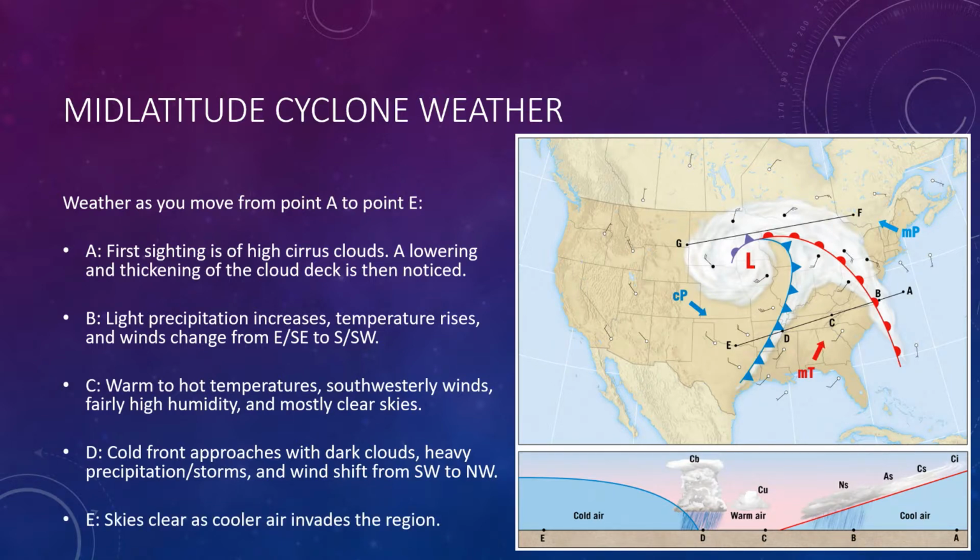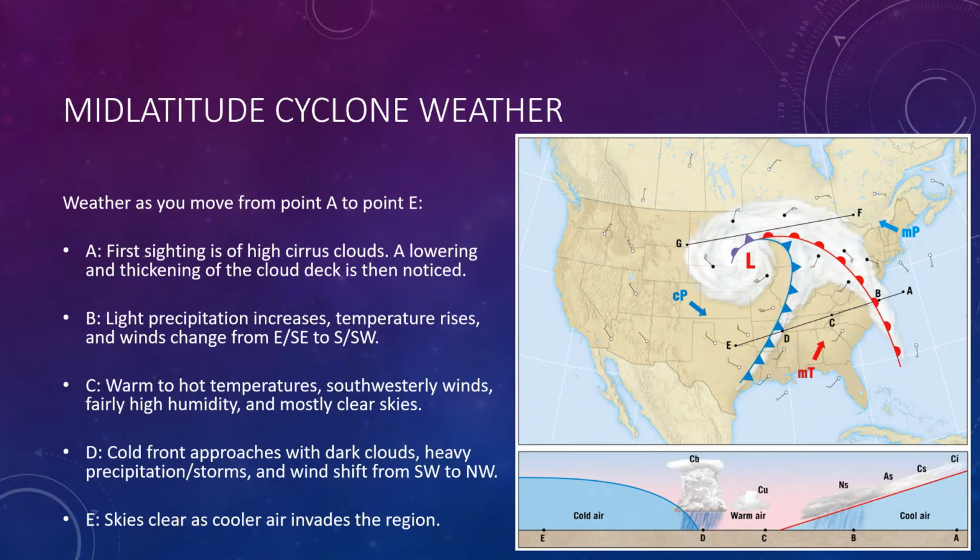So last but not least, we're on the other side of the cold front now at point E. Once the front passes, skies will begin to clear as cooler air invades the region. Often a day or two of almost cloudless deep blue skies occurs, unless another cyclone is edging into the region.